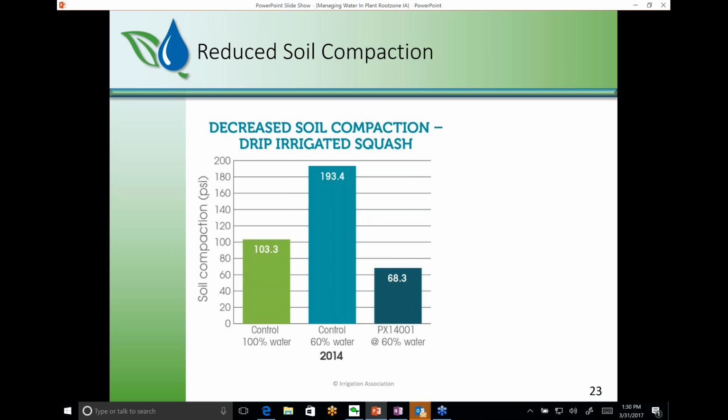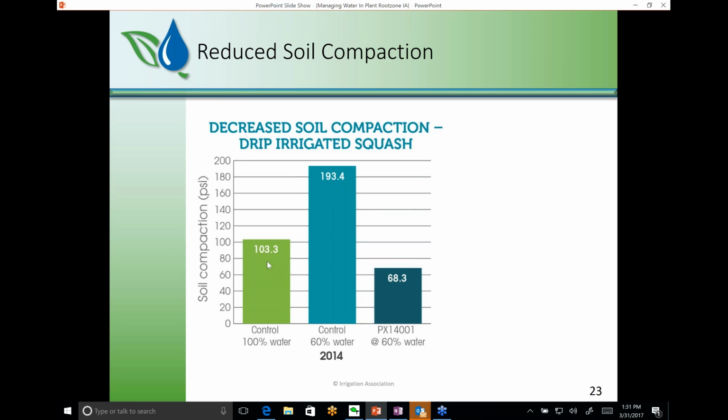One thing that was interesting, when we were running the squash trials, the researcher came back to us and said, you know, there's something going on underfoot. As I walk the fields, I can feel a difference between where the water management chemistry was applied and where the grower standard was applied. So he asked if he could go out and take some soil compaction readings. And here's what he found.